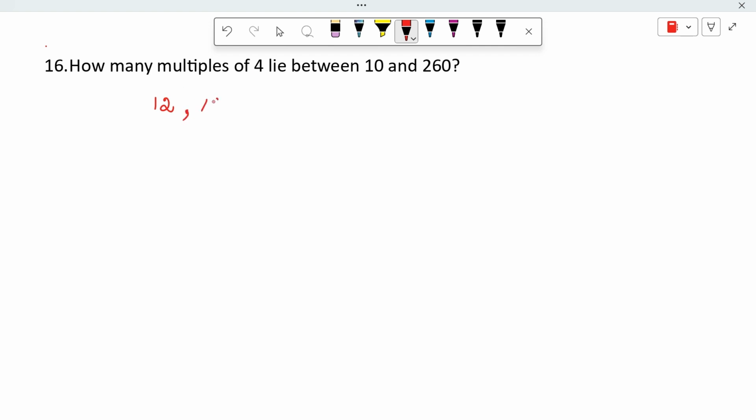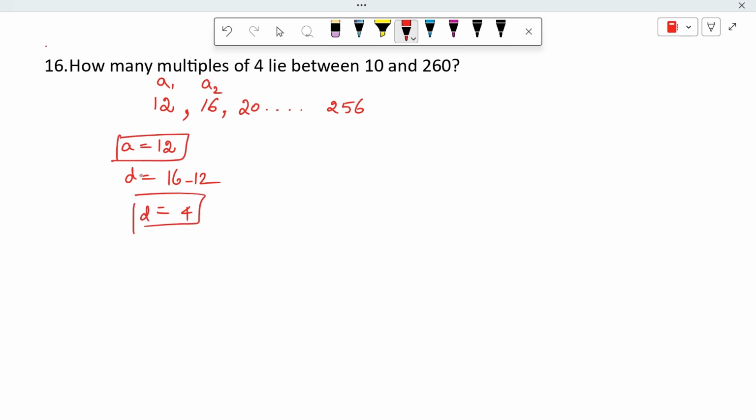So, then 16. So, we have to write skip count of 4 and it goes on till it reaches the number 256. Why 256? 260 is a multiple of 4, so the previous number will be 4 lesser, which is 256. So from this sequence, I can identify a is 12. Difference is a2 minus a1, that is 16 minus 12, which is 4. So I identified a as 12, d as 4.